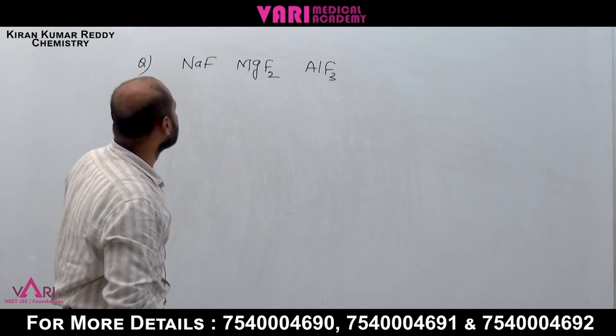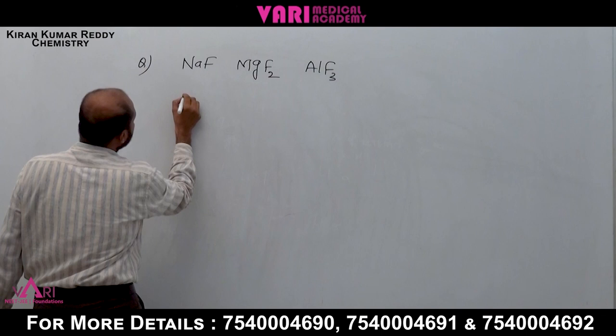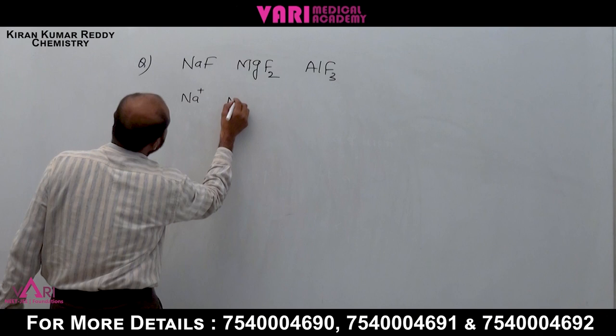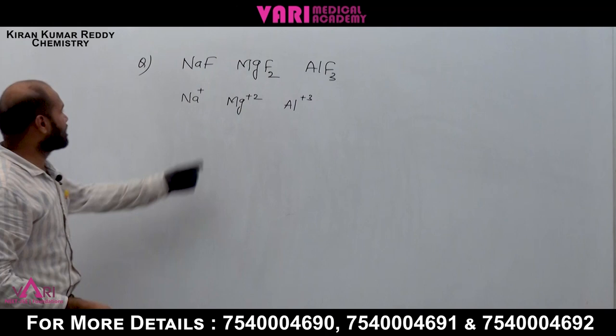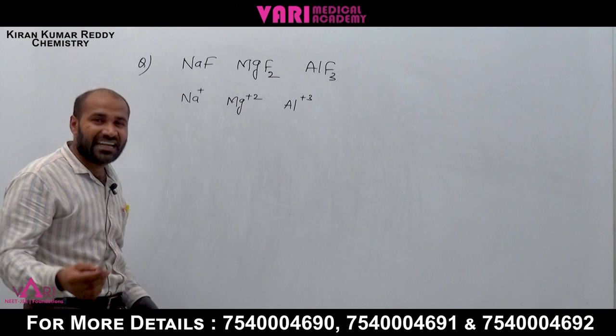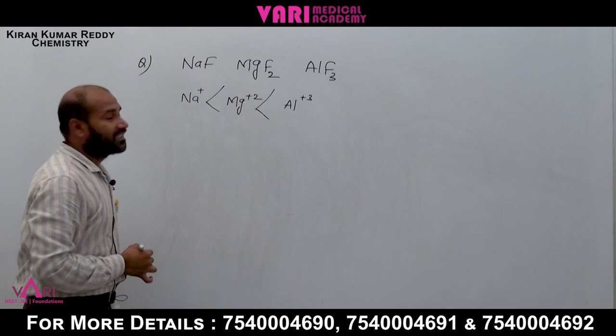Lattice energy means, as you already know, here all are F minus, fluorine with minus charges. But here Na plus is there, plus 1. Here is magnesium plus 2. Next here is Al plus 3. What are the charges, increasing or decreasing, students? Here it is plus 1, plus 2, plus 3. Charges are increasing. If the charge of the cation or charge of the anion increases, lattice energy increases. What is the order? Sodium, magnesium, aluminium. This is the order. Next question.